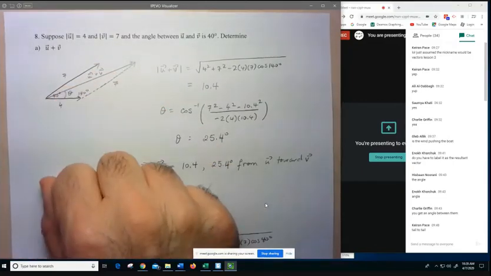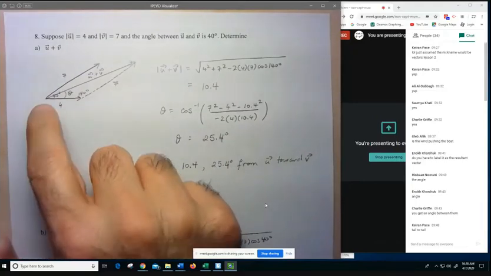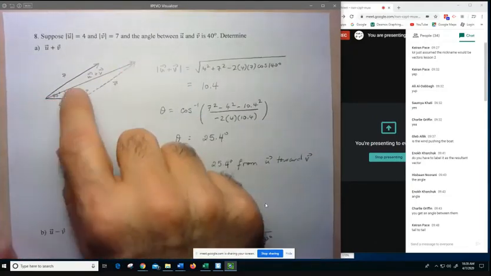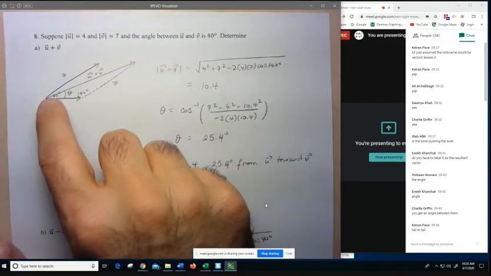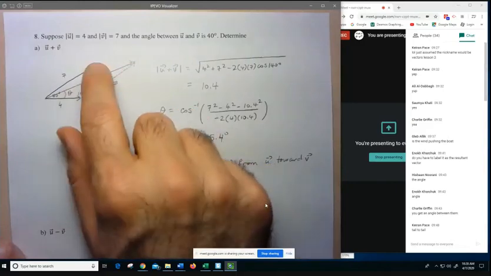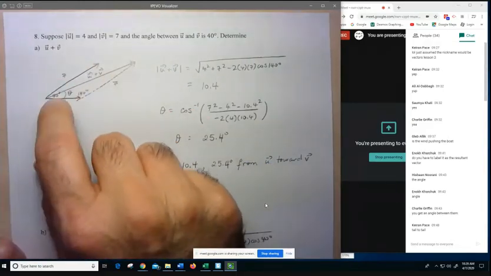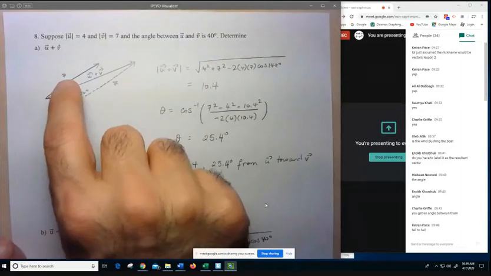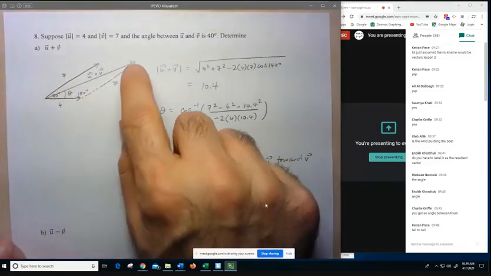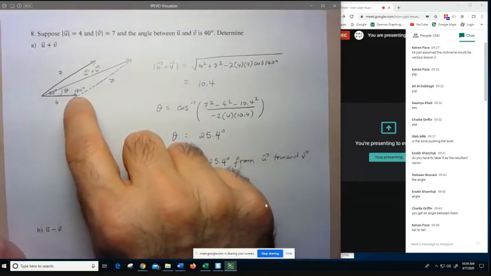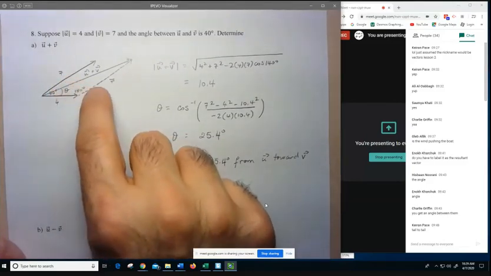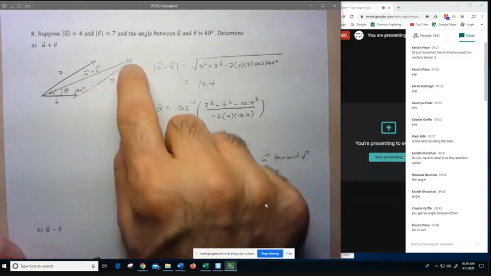Okay? But what I'm trying to do is calculate the vector that's the diagonal of the parallelogram formed by these two vectors. But instead of trying to figure that out, all I did is I took this vector with magnitude 7 and I moved it so that it's tip to tail with the first vector. Okay, and again, that's the great thing about vectors: I can move them around as I wish.